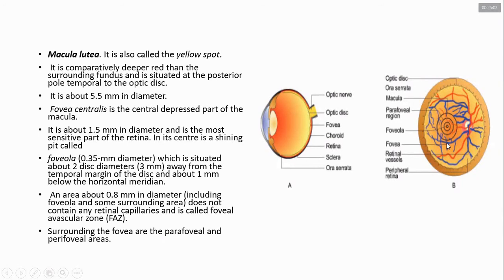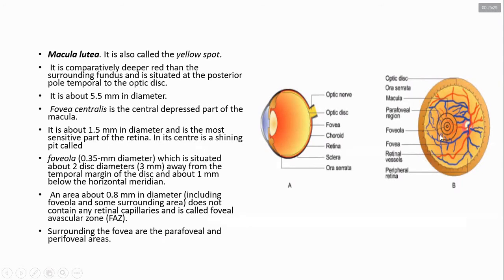An area about 0.8 millimeter in diameter, including the fovea and some surrounding area, does not contain any retinal capillaries and is called the foveal avascular zone. So over here there is no blood supply. We will discuss that when we come to the blood supply. So it is called the avascular area, the foveal avascular area.